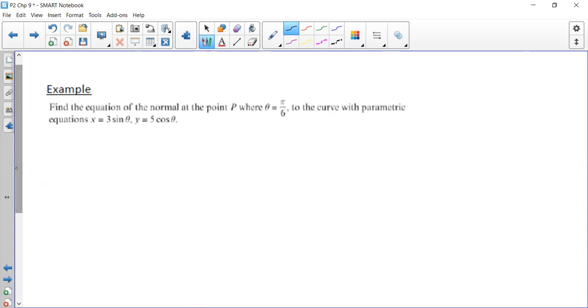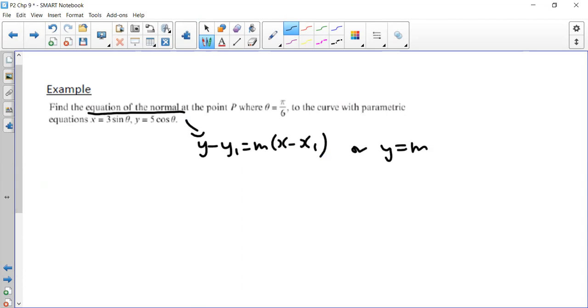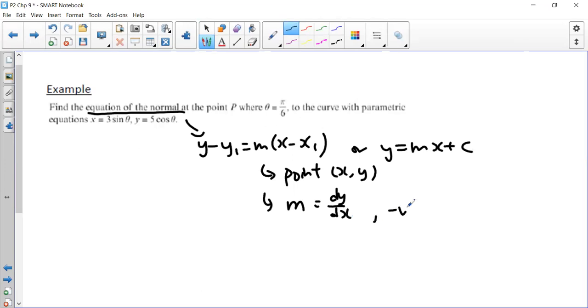Example: find the equation of the normal. A bit of revision for you. To work out the equation of the normal, you need to use y minus y1 equals m(x minus x1), or you can use y equals mx plus c, if you prefer the GCSE way. For both, you need two things: a point, coordinates x, y, and a gradient, which is dy by dx. And because it's the normal, we need the negative reciprocal as well. Right, so let's do it one by one.